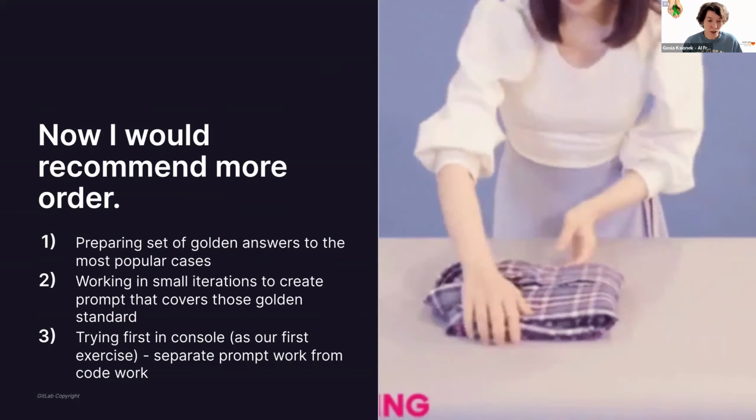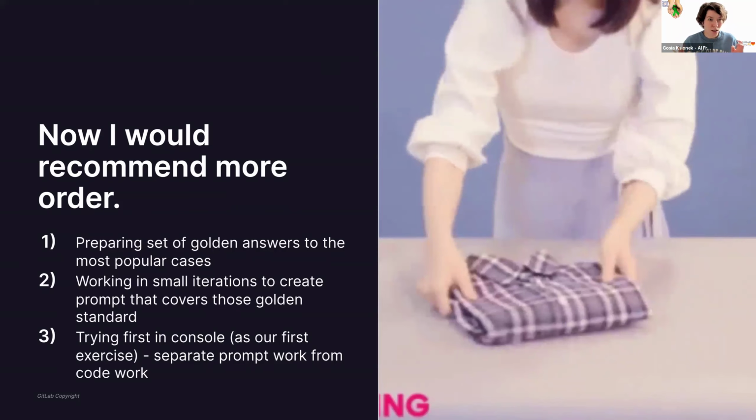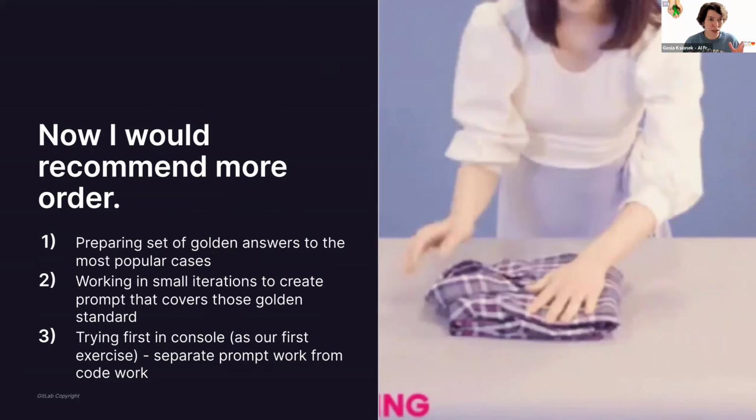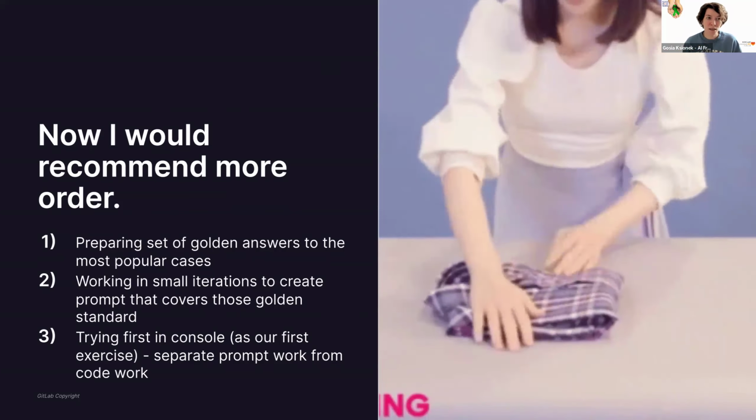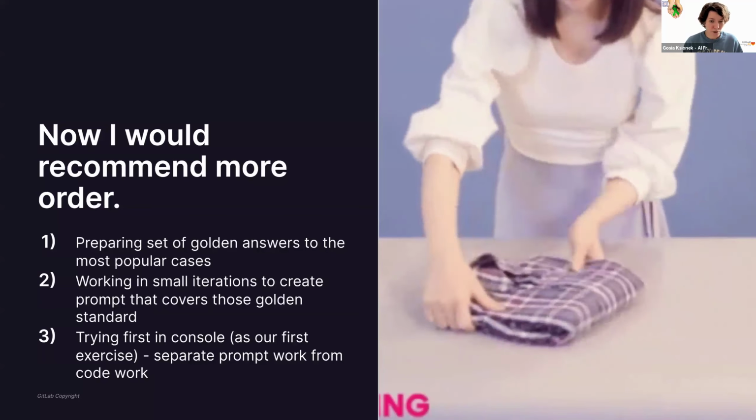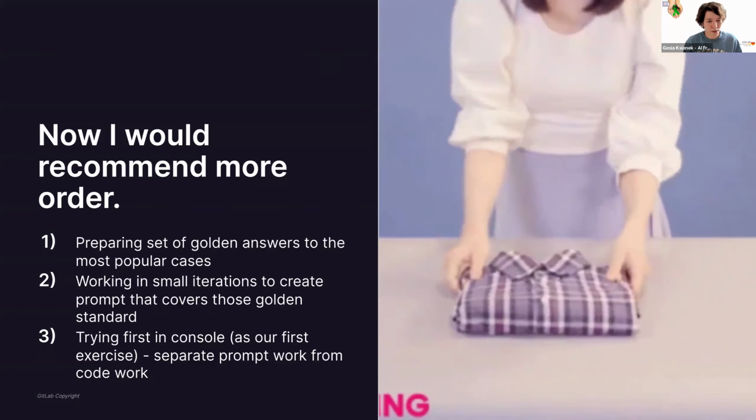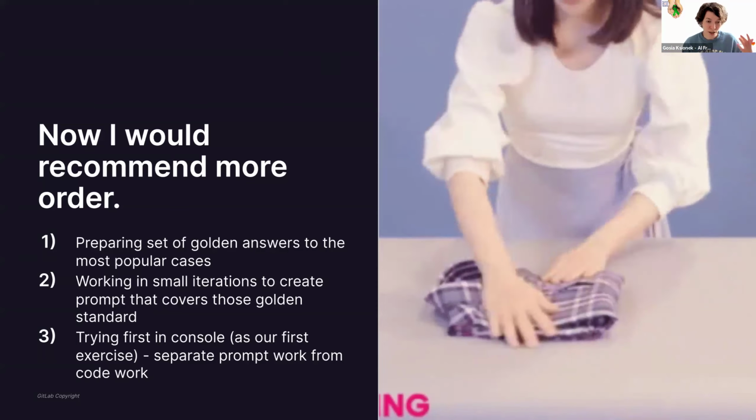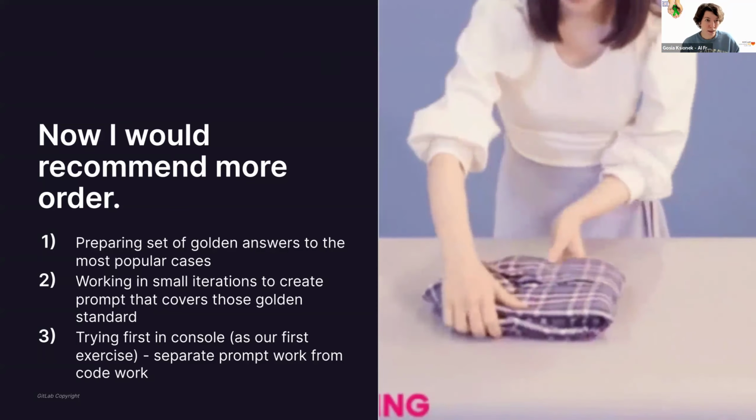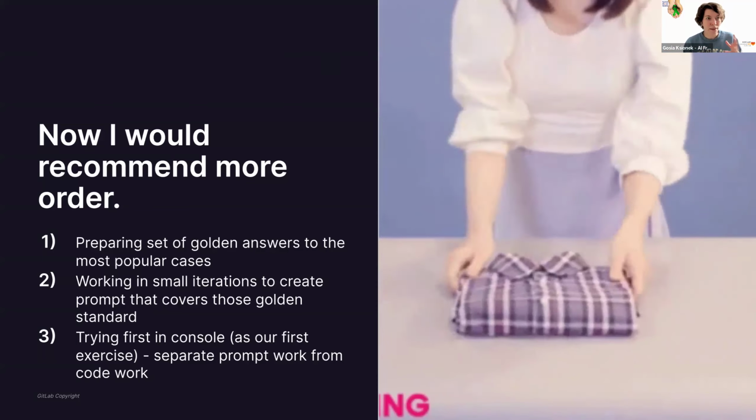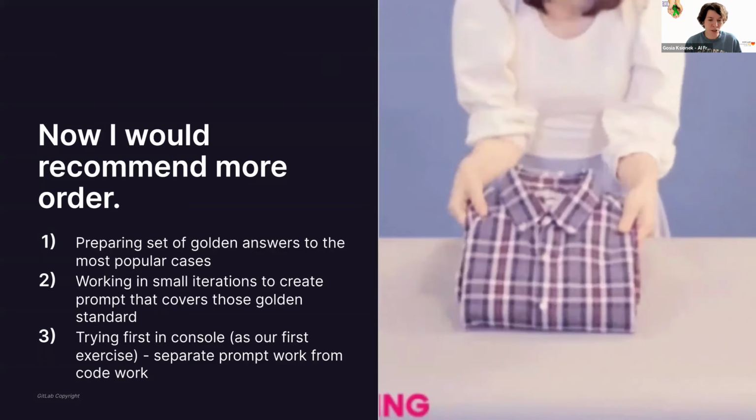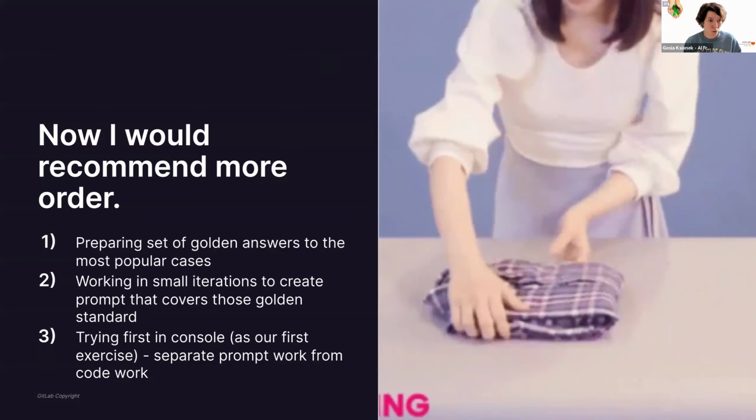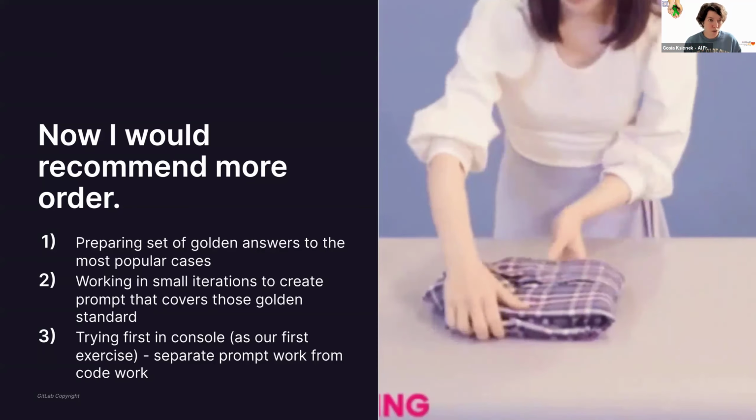So my recommendation would be preparing a set of golden questions or golden answers for the most popular cases. Keep this number low, maybe 10 or something like that, most popular cases for this particular feature, and then work in small iterations to create a prompt that covers this golden standard. Also, I would suggest trying first in the console, like our first exercise, having these defined standards and some data prepared and trying in the console. So basically separate working on the prompt from working on code, just to make it easier to develop.